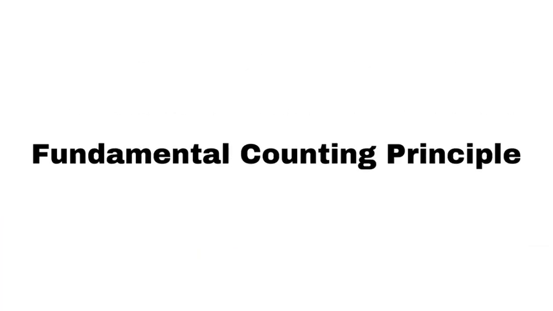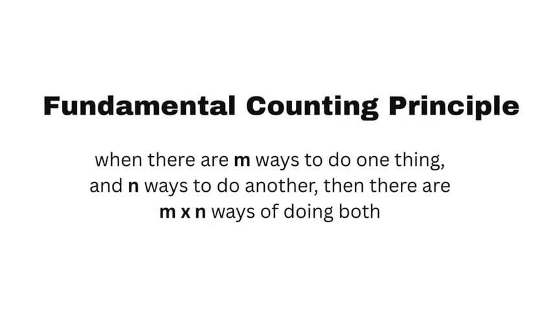The fundamental principle of counting is a basic concept used to determine the total number of possible outcomes in a situation where there are multiple independent events. It states that when there are m ways to do one thing and n ways to do another, then there are m times n ways of doing both.